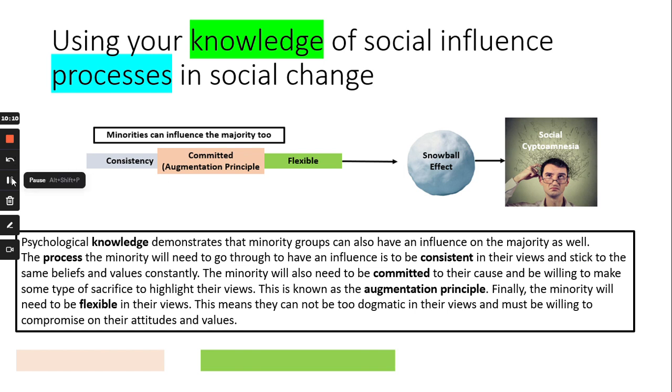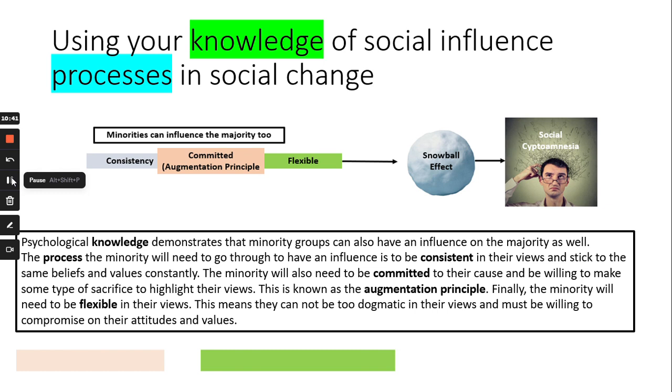Okay, so after I've displayed my knowledge, I can now talk about the processes. Okay, so in psychology, you have to be as explicit as possible. Okay, so the process the minority will need to go through to have an influence is to be consistent in their views and stick to the same beliefs and values constantly. The minority will also need to be committed to their cause and be willing to make some type of sacrifice to highlight their views. Again, this is known as the augmentation principle.